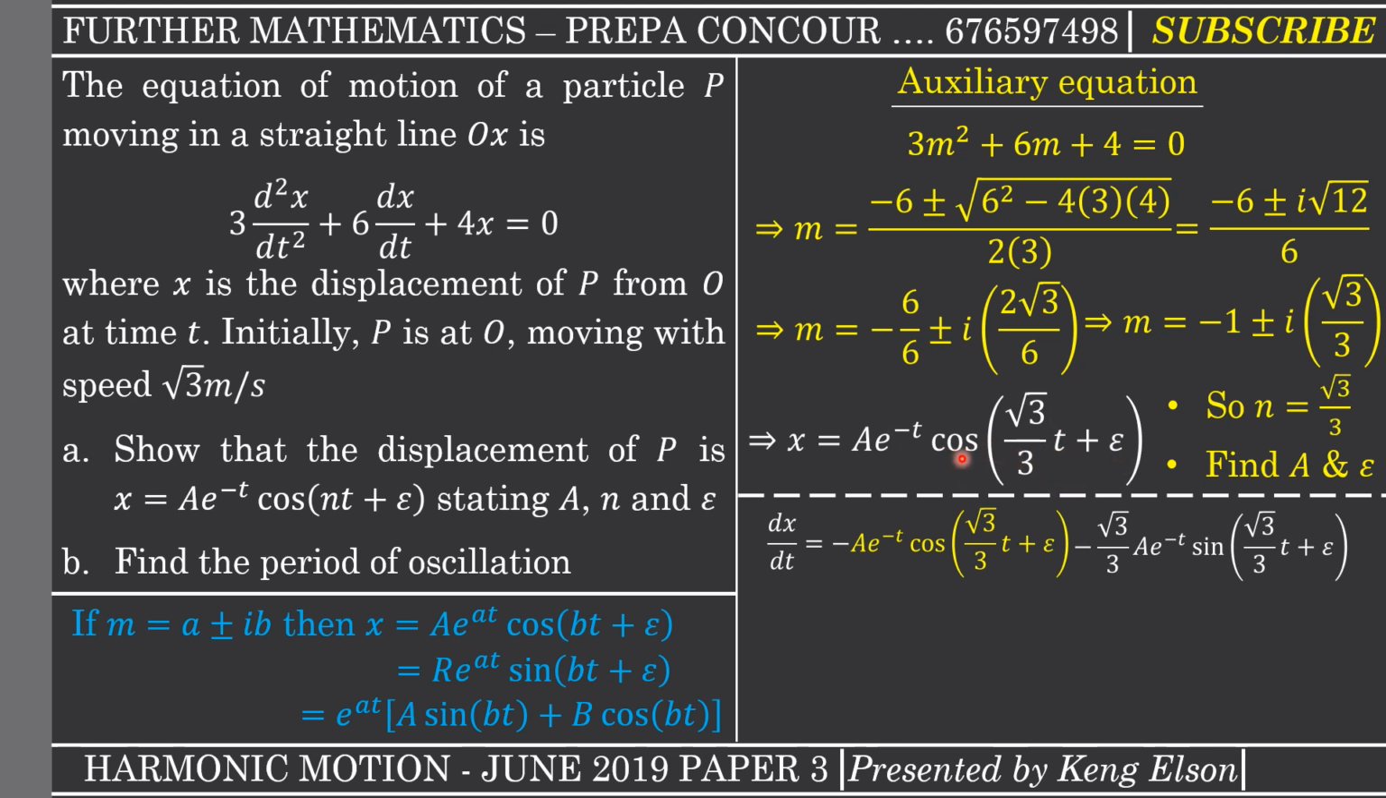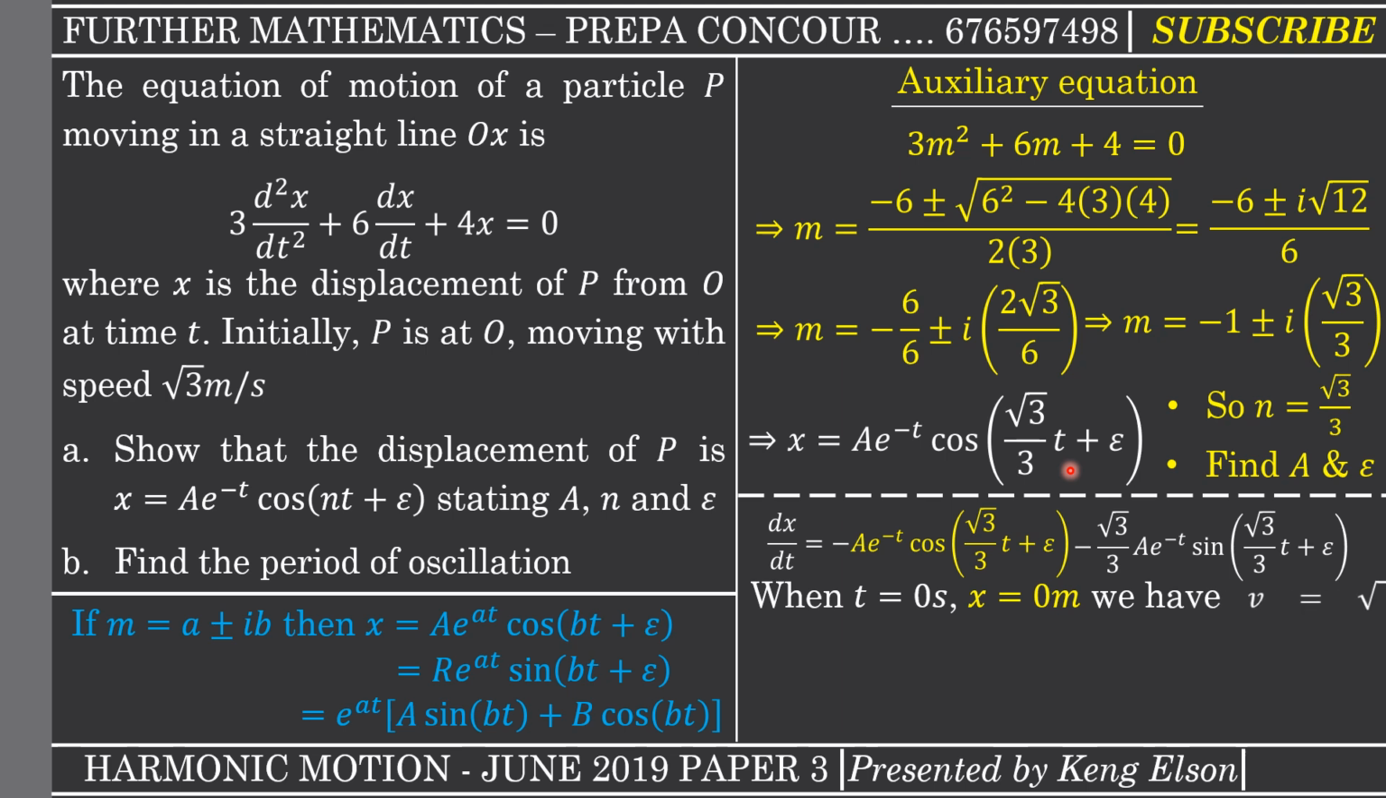When you differentiate the cosine of this, you first of all need to differentiate the angle. When you differentiate the angle, you get root 3 on 3. When you differentiate cos, you have a negative sign, that's why you have a negative sign here. Then you multiply it with the sine of root 3 on 3 t plus epsilon. So this is just differentiation via product rule. Now this portion in red is my original displacement. All right, you see they are equivalent.